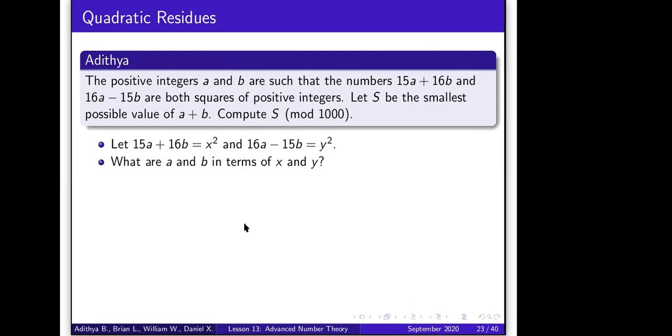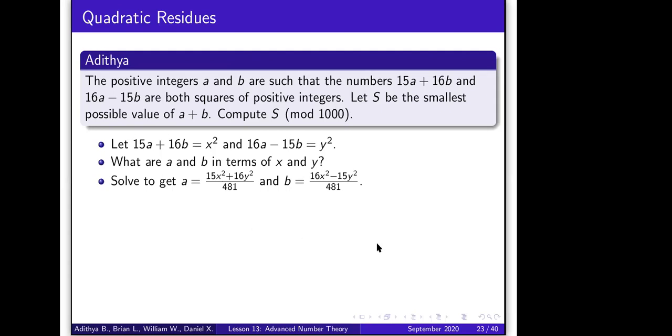Yeah, so for example, you can multiply the first equation by 16 and subtract 15 times the second equation to get b, and you can do something similar for a. So you get a is (15x squared plus 16y squared) over 481, and b is (16x squared minus 15y squared) over 481.